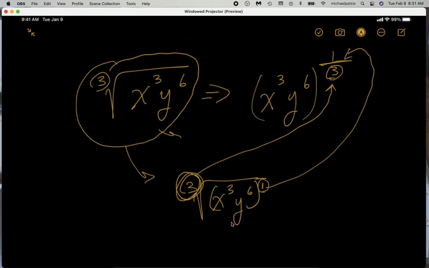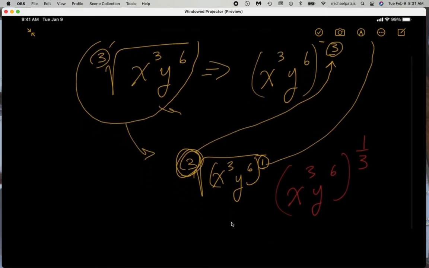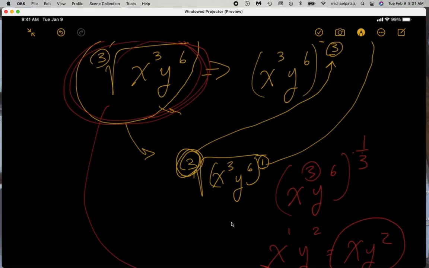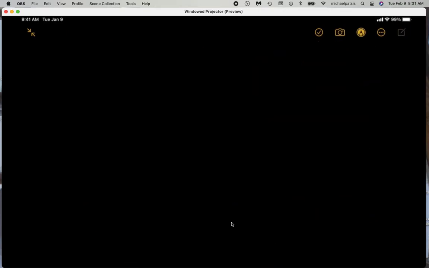Okay, so now you have x cubed y to the 6th to the 1/3 power. And you know how to handle this. This becomes x to the 3 times a third, which is 1, y to the 6 times a third, which is 2. So your final answer is xy squared. So that is a good way to simplify this, is to convert it to a fractional exponent and apply the power rule. Here's another one.